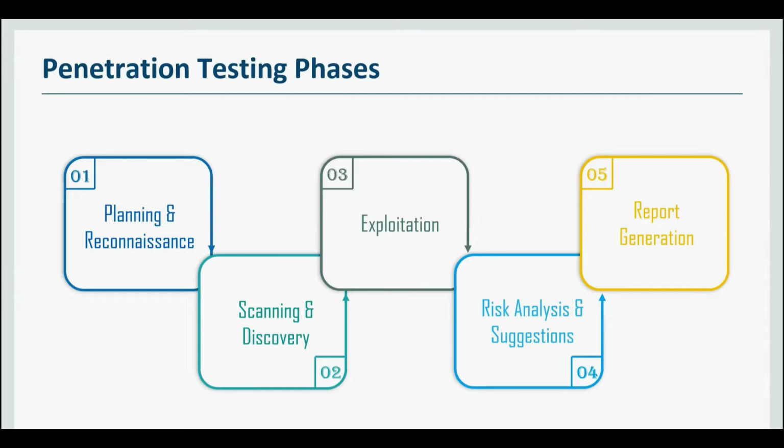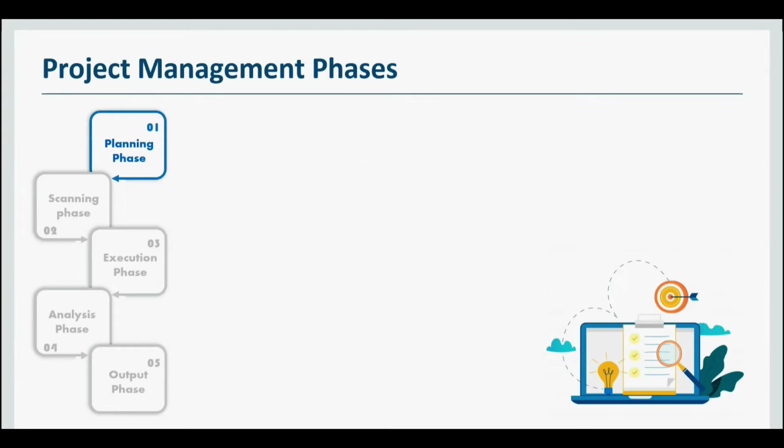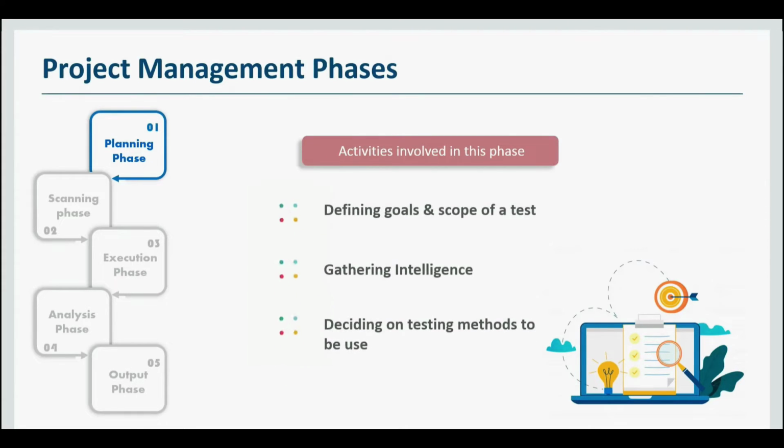So like I said, 5 important phases. Now let's discuss each phase in detail. So the first phase is planning. In this phase, the attacker gathers as much information about the target as possible. The information can be IP address, domain details, mail servers, network topology, etc.